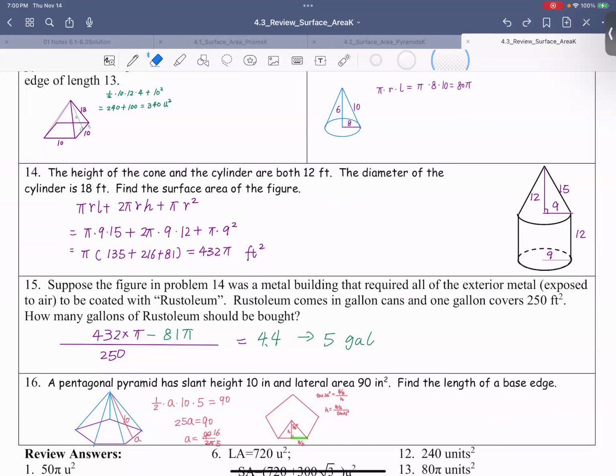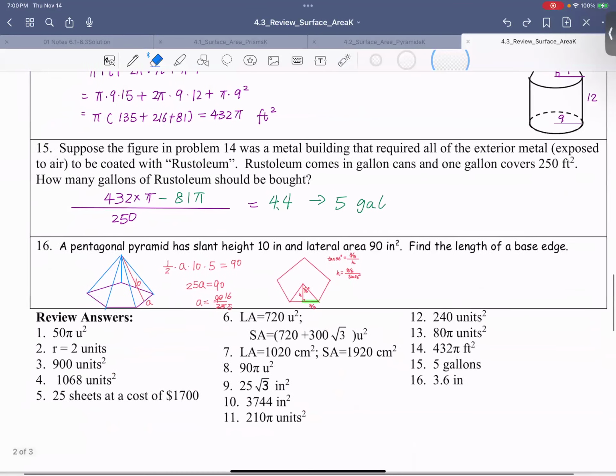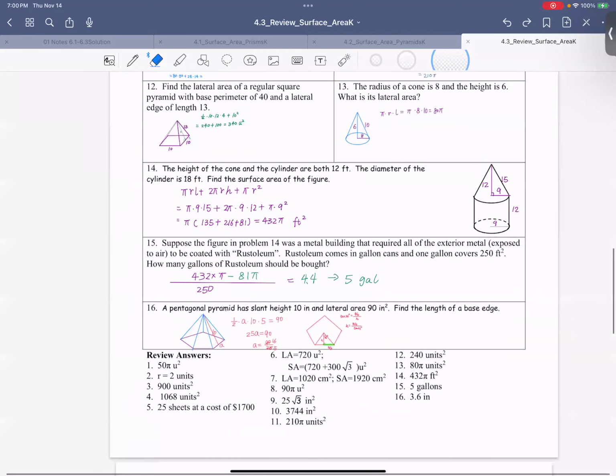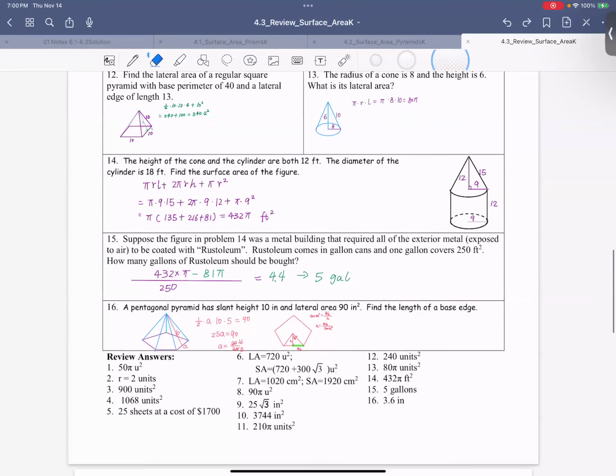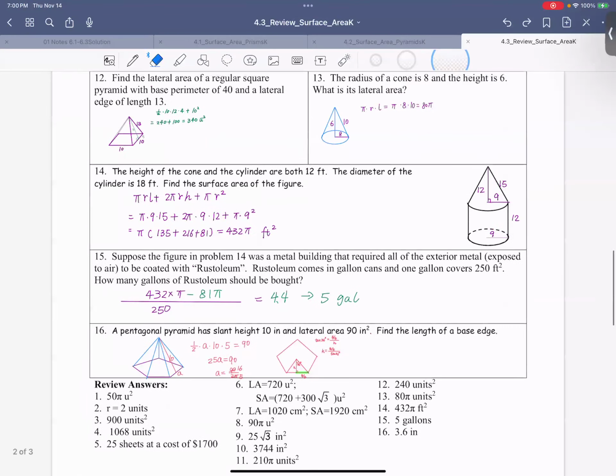Yes, good job, Lydia. You got it. Thank you. Who else finished? Practice makes perfect. Just work as hard as you can so that you can solve those questions easily and quickly.